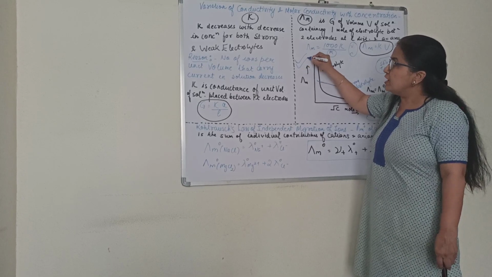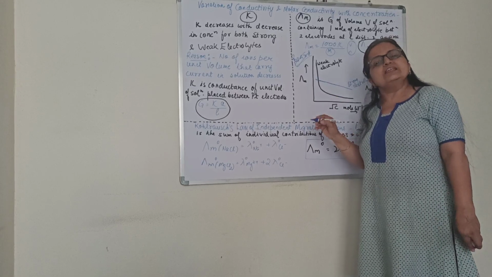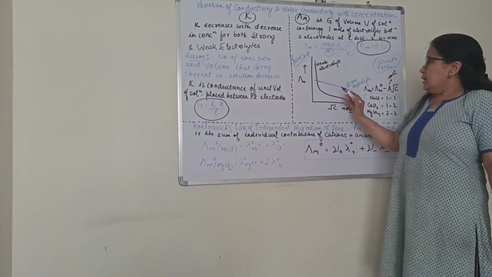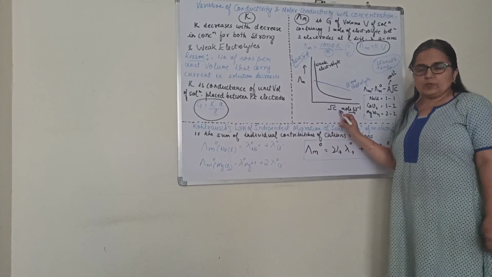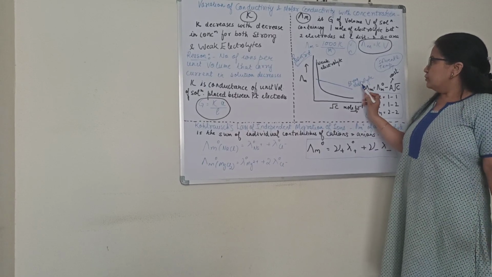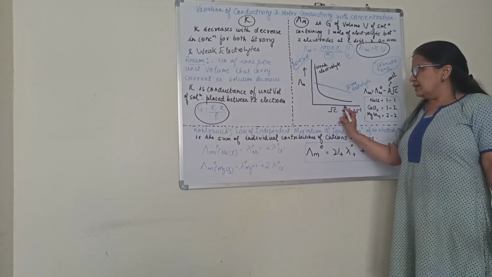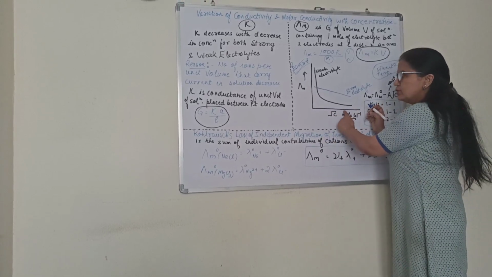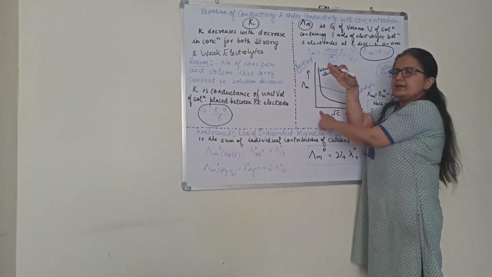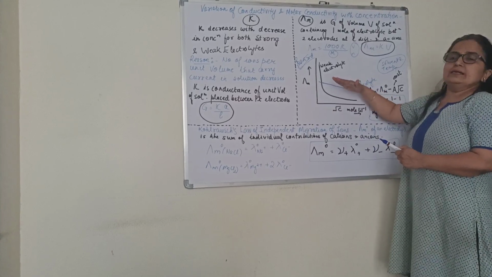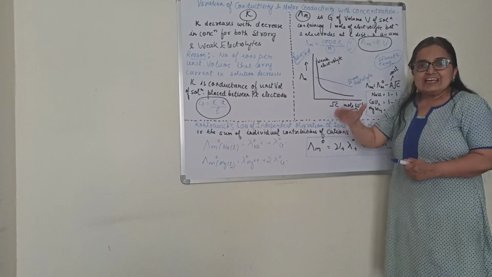Please mark it, students. This is very important from board examination point of view. This graph can be asked in any form. Just see, the graph is between lambda m and root C, root of the concentration. Now for strong electrolyte, it is increasing in this manner, that is with decrease in the concentration. This is how the concentration decreases. With the decrease in the concentration, lambda m, the curve is going slightly up like this. It is increasing, but the increase for strong electrolyte is slightly less.